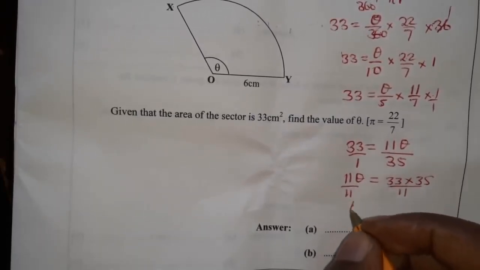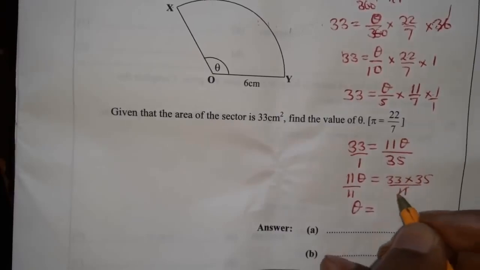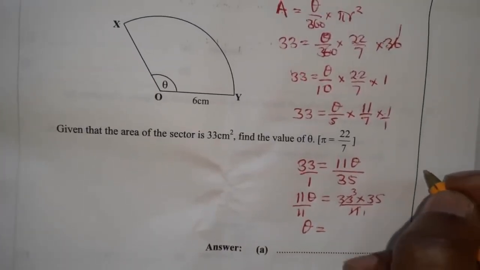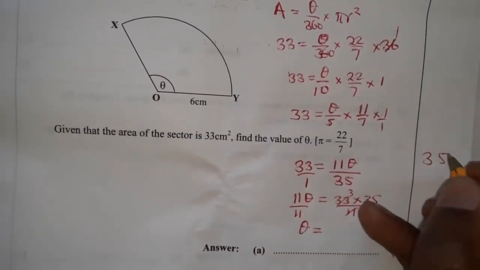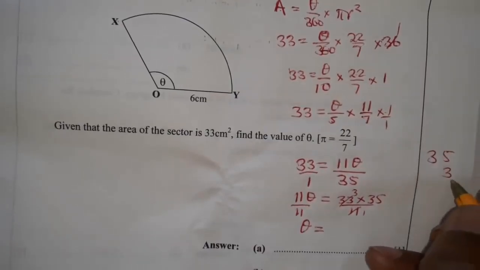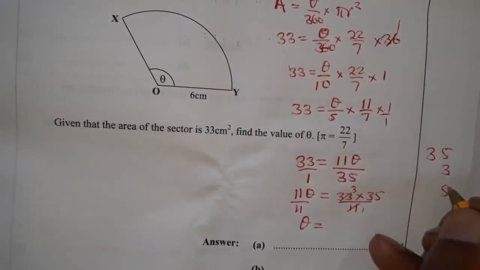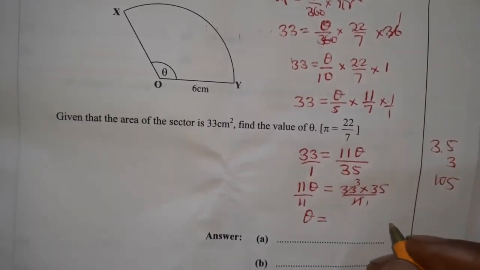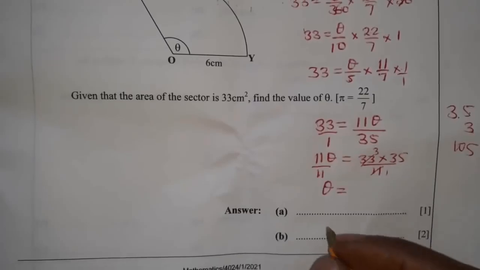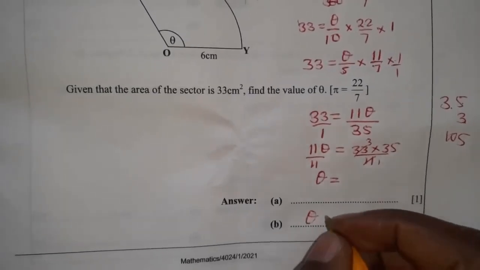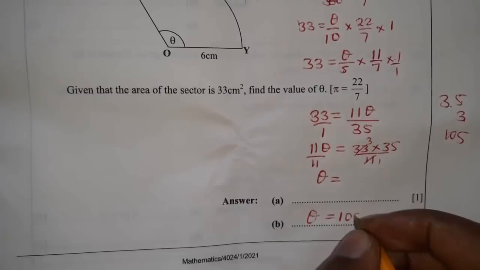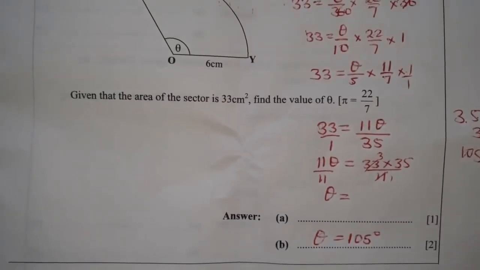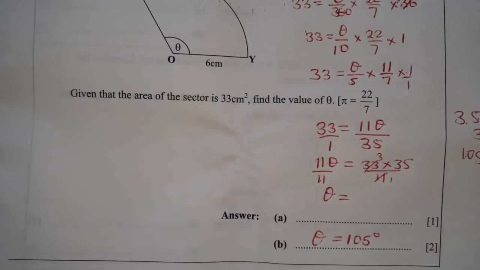Then we say theta is equals to 11 here, it's 1. 11 here, it's 3. So we need to multiply now 35 by 3. What do we get? This gives us 15. This gives us 9. 105. Okay? Take note of that. So theta is equals to 105 degrees. Okay? Don't forget. That's what we're supposed to have.